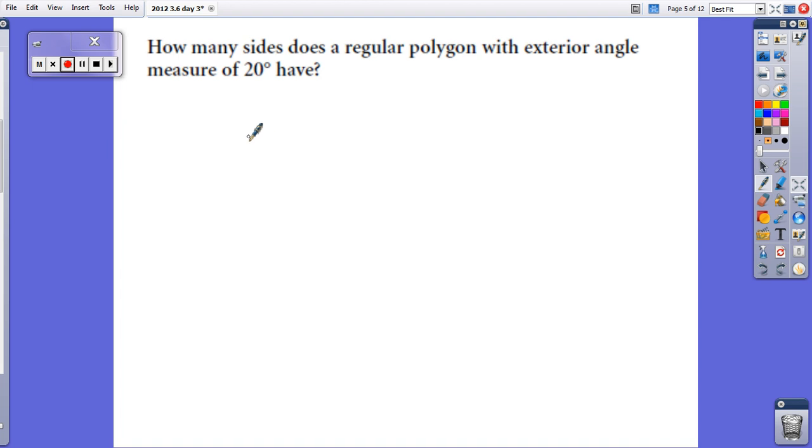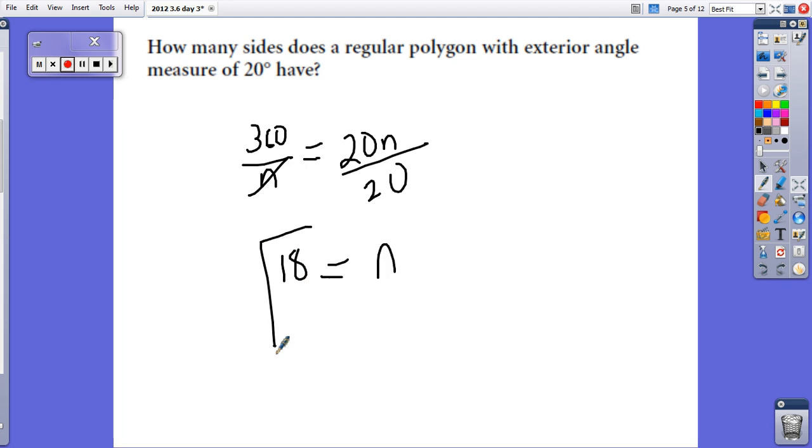How many sides is a regular polygon with an exterior angle of 20? Well, that's how I find exterior angles. I don't know the number of sides, but I know it equals 20. Multiply both sides by n, and then divide both sides by 20. I'm sorry, I did that incorrectly. 360 divided by n equals 20, so 360 divided by 20 is 18. Sorry about that.